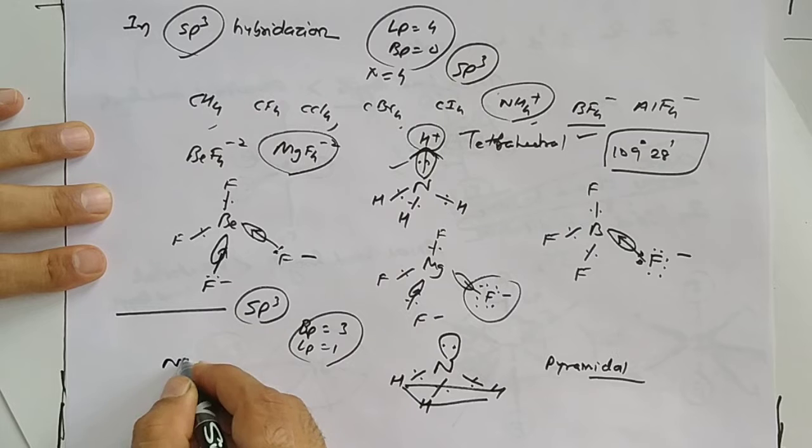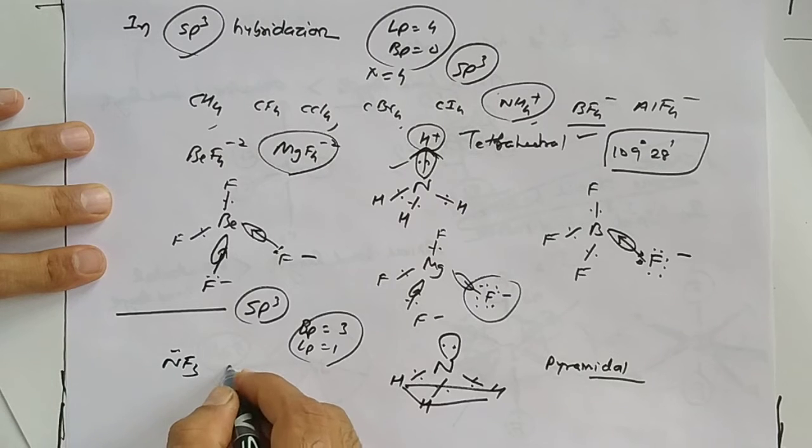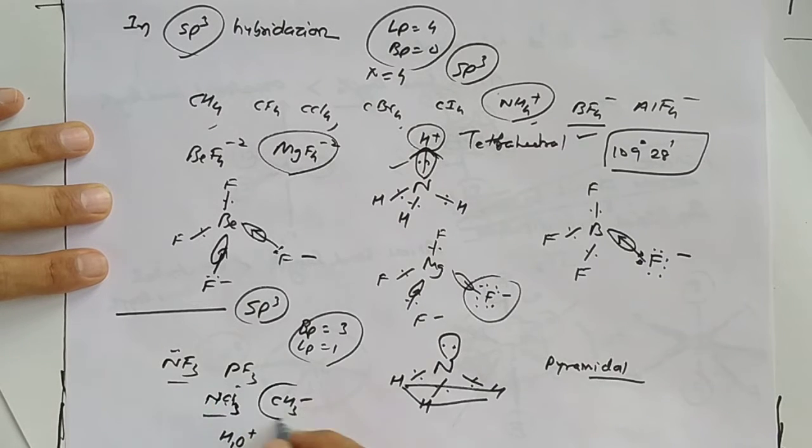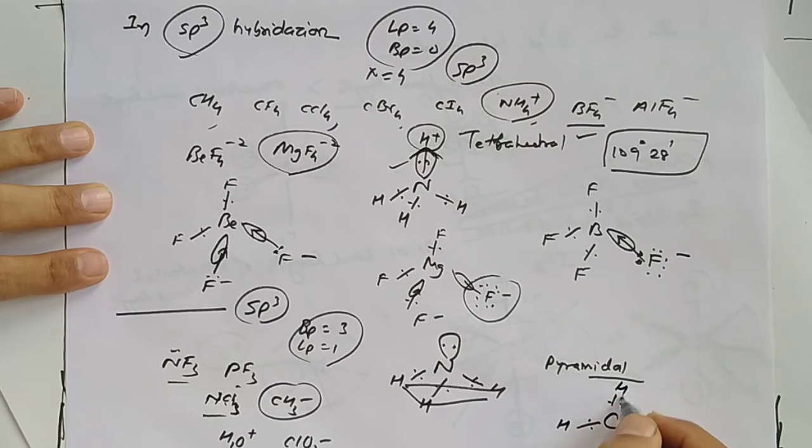Only bonding pairs are 3. Examples of it: NF3, PF3, NCl3, CH3 minus, H3O plus and ClO3 minus. All the examples you have to check yourself. CH3 minus: carbon combines with 3 hydrogens. Clear?